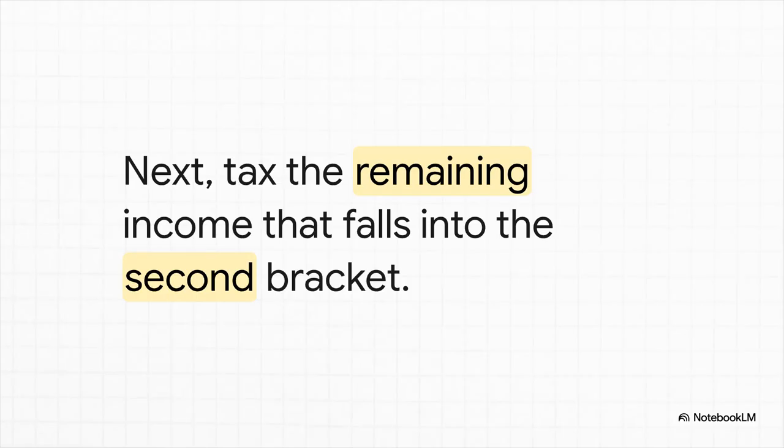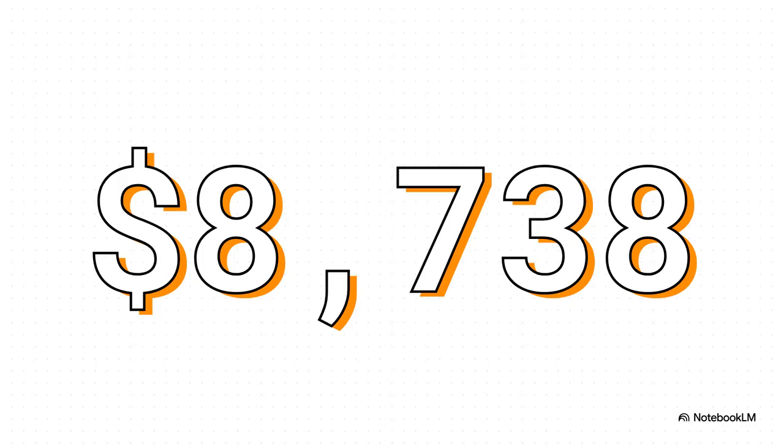All right, we've dealt with the first chunk of income. Now, what about the rest of it? We've already accounted for the first $57,375, so we need to figure out how much of our $100,000 total income spills over into the second bracket. So that's just $100,000 minus the $57,375 we already taxed. That leaves us with $42,625 of income that hasn't been taxed yet, and this amount falls squarely into that second bracket where the tax rate is 20.5%. So we multiply that remaining income by 20.5%, which gives us a tax of $8,738. That's the tax on the second slice of our income.